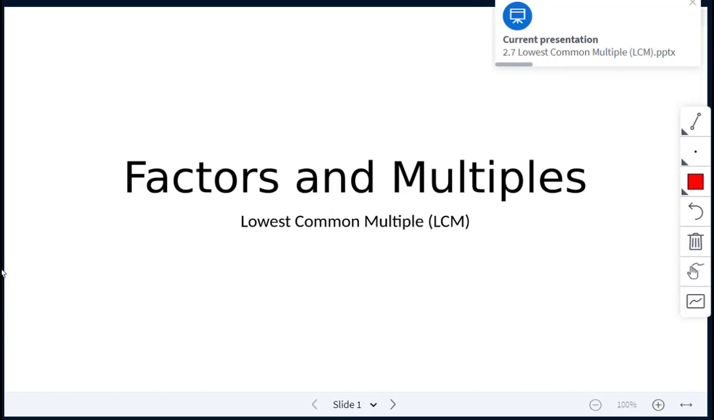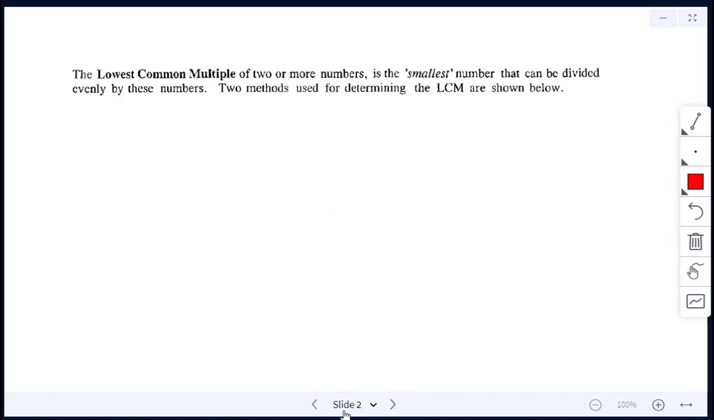All right, so today's class in our unit factors and multiples is on the lowest common multiple, which is LCM. When we're looking for the lowest common multiple of two or more numbers, we're looking for the smallest number that can be divided evenly by these numbers. And there's two methods that we're going to talk about.